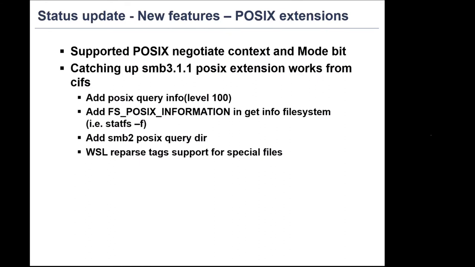For the SMB 3.1.1 POSIX extension, ksmbd before supported only the POSIX negotiation context. We are catching up on the POSIX extension work from the kernel cifs client. For example, POSIX query info, FS POSIX information for statfs, and POSIX query dir. And we also added WSL reparse tag support for special files.